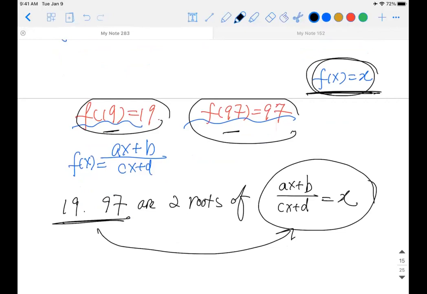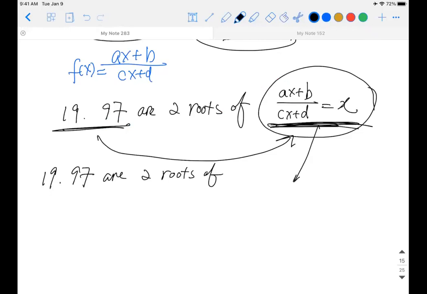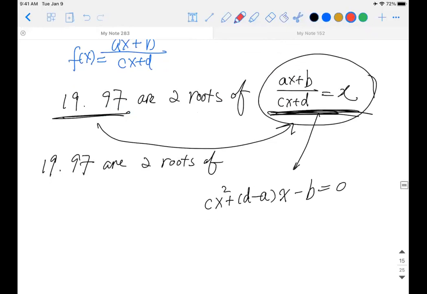Is it good? So therefore, I do a quick simplification. 19 and 97 are the two roots. It goes to cx squared plus dx minus ax minus b equals 0. As long as you have two roots of a quadratic equation, the first reaction is doing what? Vieta's formula, right?